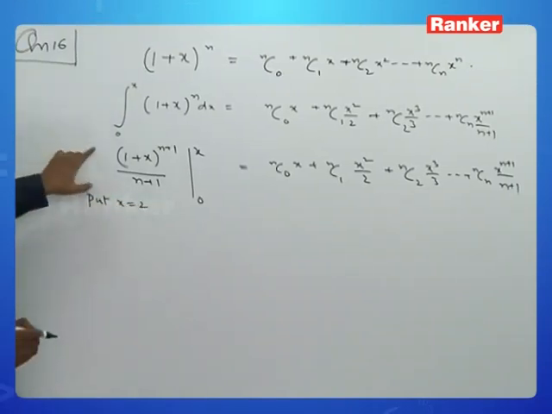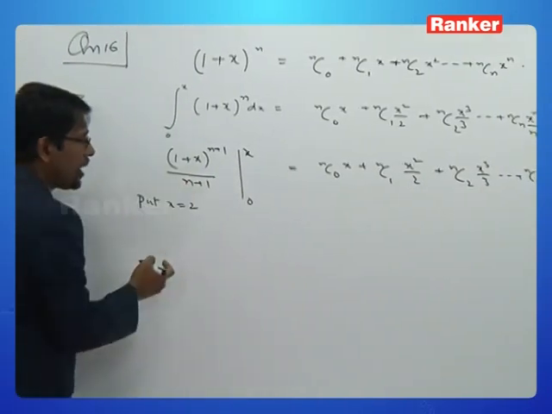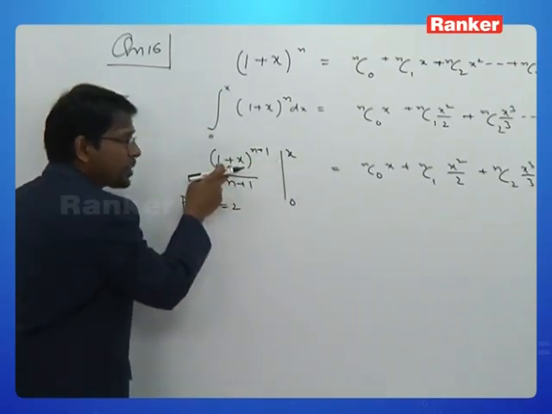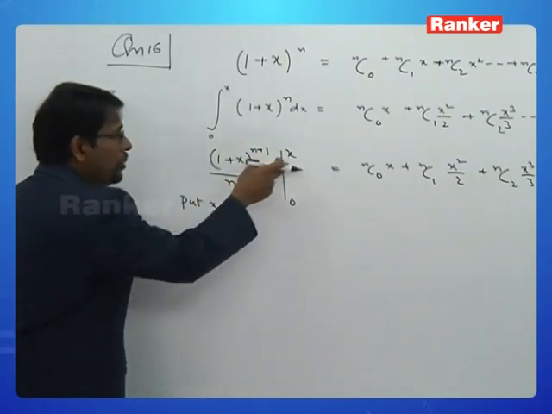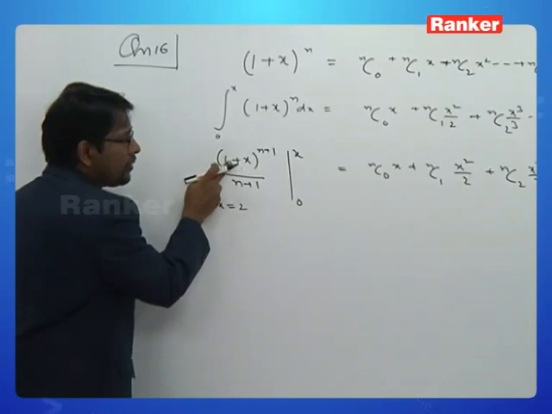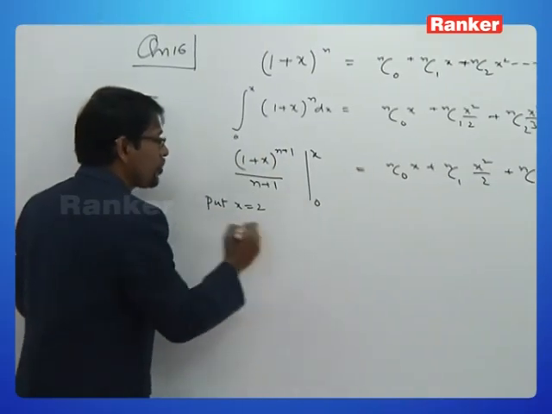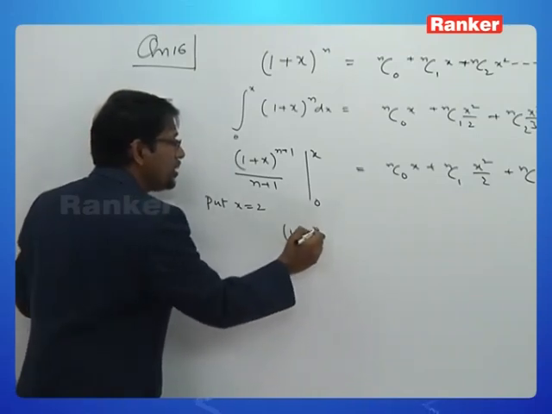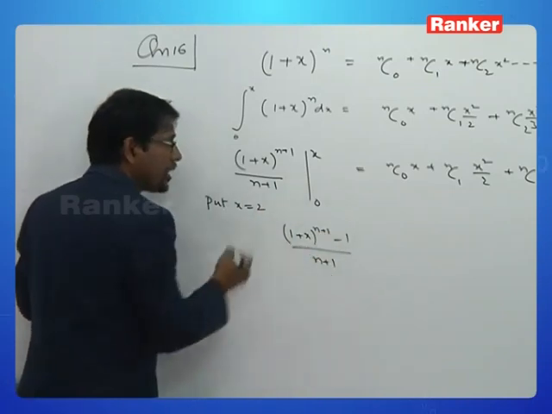Putting x equal to 2 on both sides. What do we have in this? Actually, if you look at the left hand side, it is coming out to be 1 plus x to the power n plus 1 by n plus 1, minus the lower limit value. What is the lower limit value? 1 plus 0 to the power n plus 1 by n plus 1. So that comes out to be 1 plus x to the power n plus 1 minus 1 by n plus 1 is the left hand side.